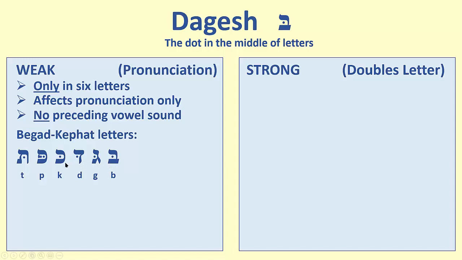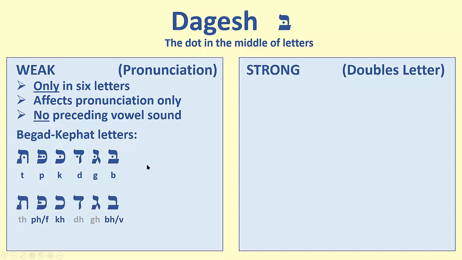Bet, Gimel, Dalet, Kaf, Pe, Tav. Be, G, De, Ke, Pe, Te. This is where we get Begad Kefat. Some people say Begad Kefet. Either one doesn't matter. With a weak Dagesh in these 6 letters, they will have a stronger or harder sound, linguistically called a plosive sound: B, G, D, K, P, T. You can actually feel the breath exploding out of your mouth as you pronounce these letters.